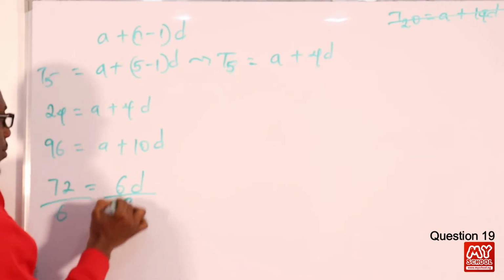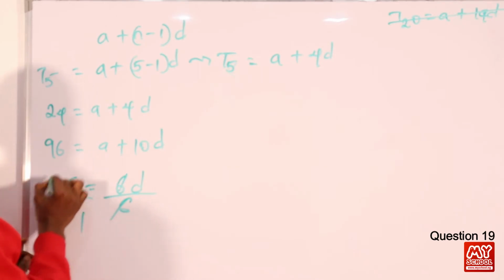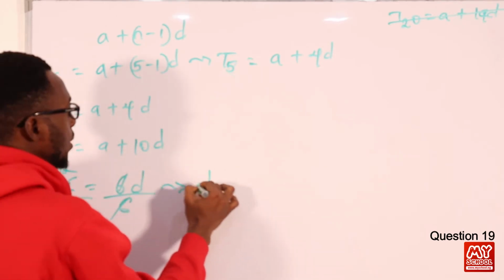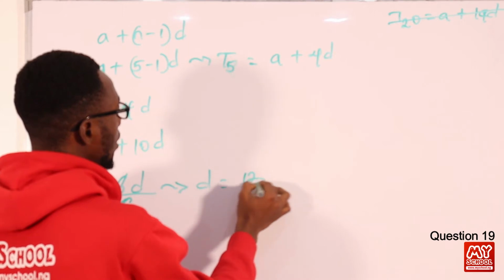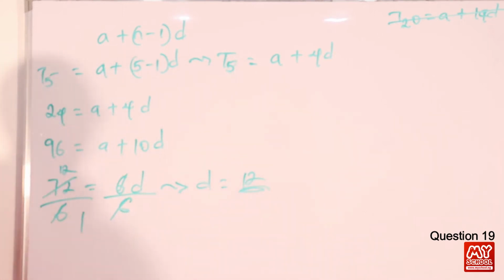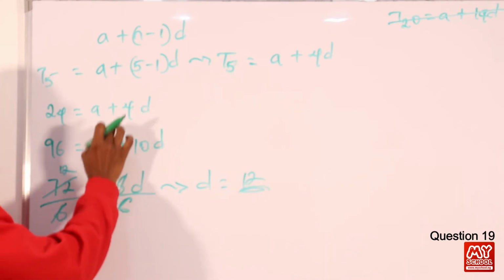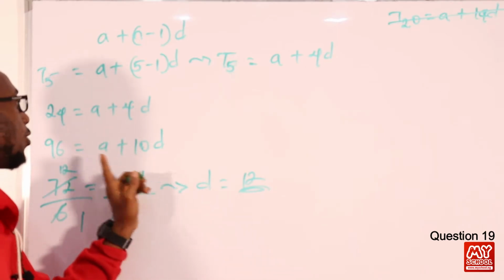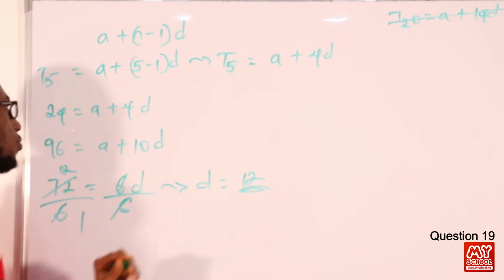So 6 into 72 is 12. So D, which represents the common difference, is 12. Since the common difference is 12, I can pick any of these equations to find the value of A, given that D is 12.